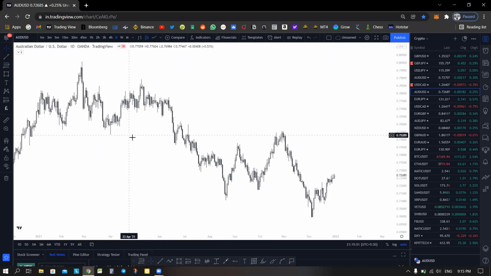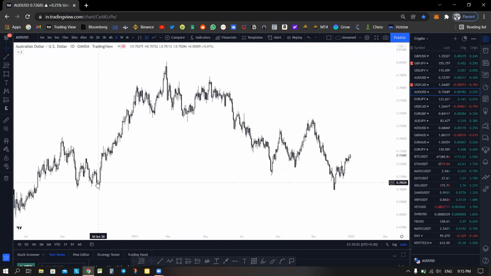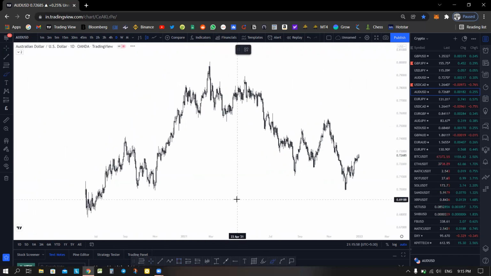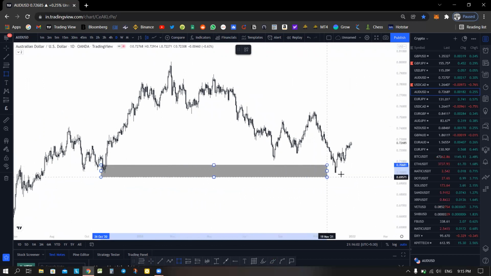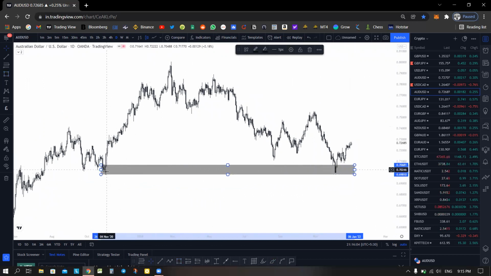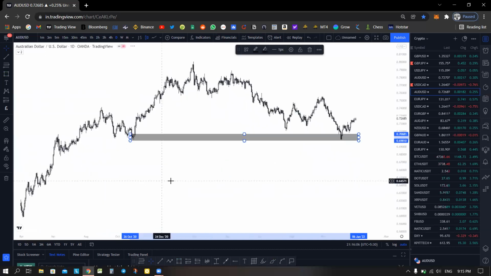In the daily chart, as you can see, the same pattern is happening here. This one was the last candle. This one had taken out all the liquidity, so this will be your bullish order block.